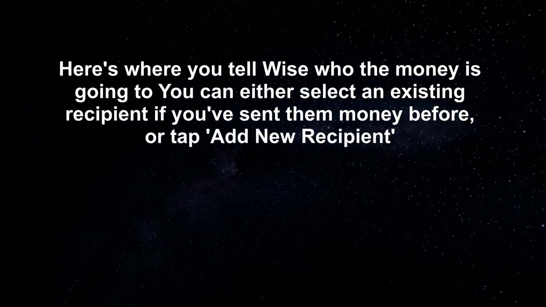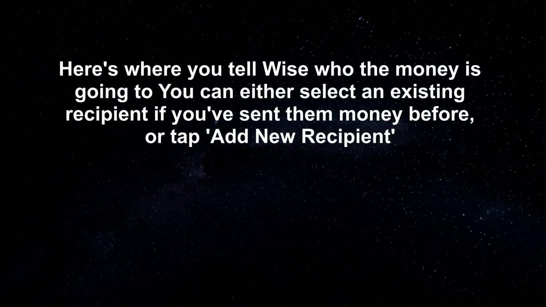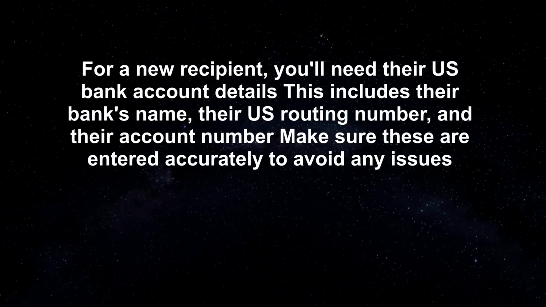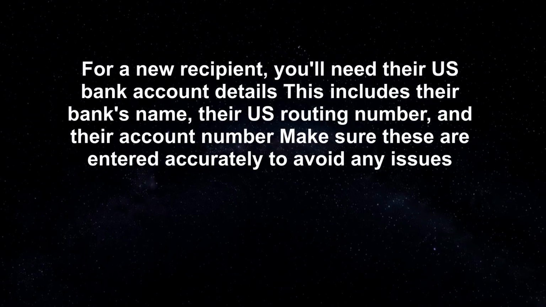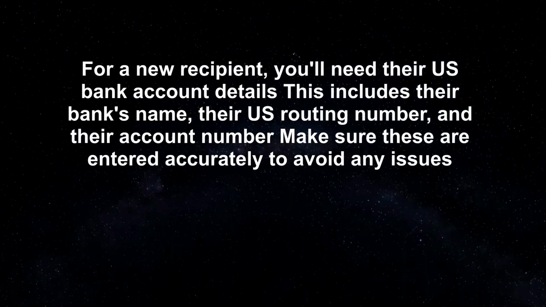Here's where you tell Wise who the money is going to. You can either select an existing recipient if you've sent them money before, or tap Add New Recipient. For a new recipient, you'll need their U.S. bank account details. This includes their bank's name, their U.S. routing number, and their account number. Make sure these are entered accurately to avoid any issues.